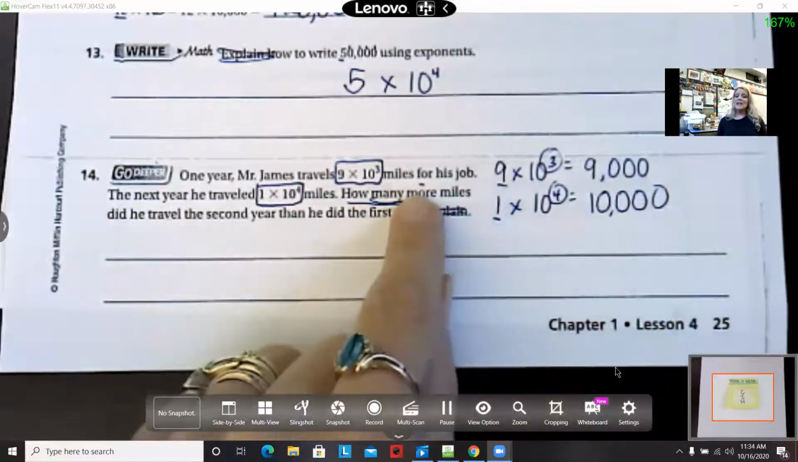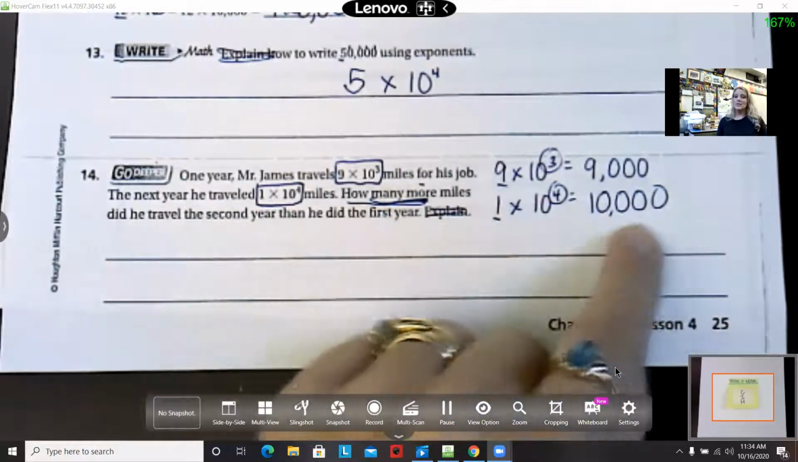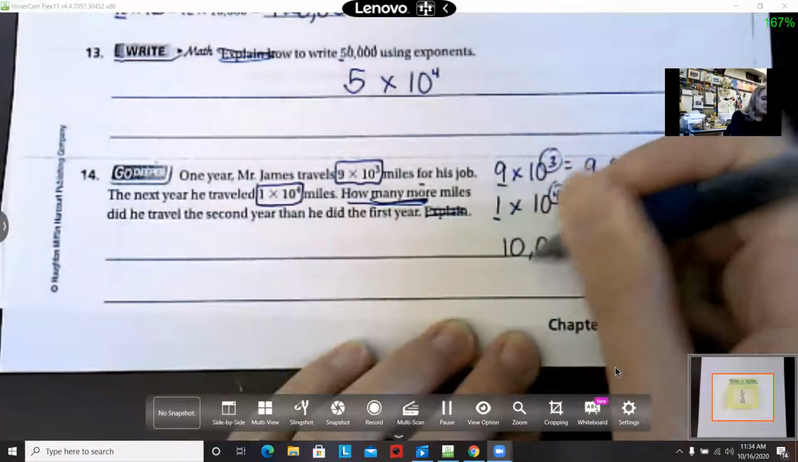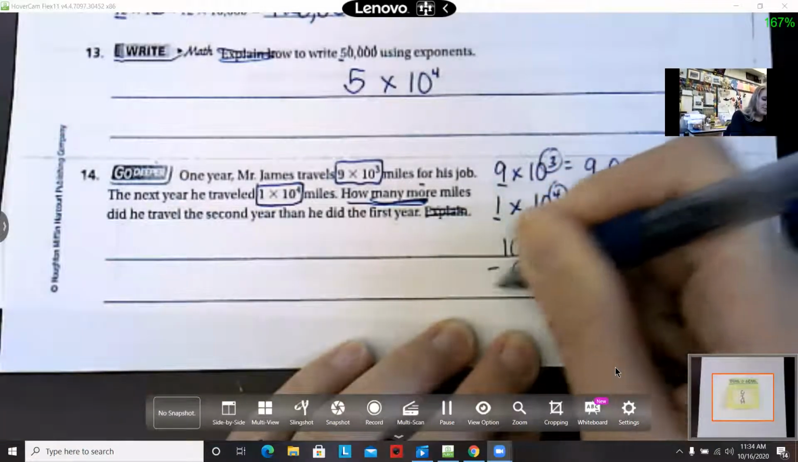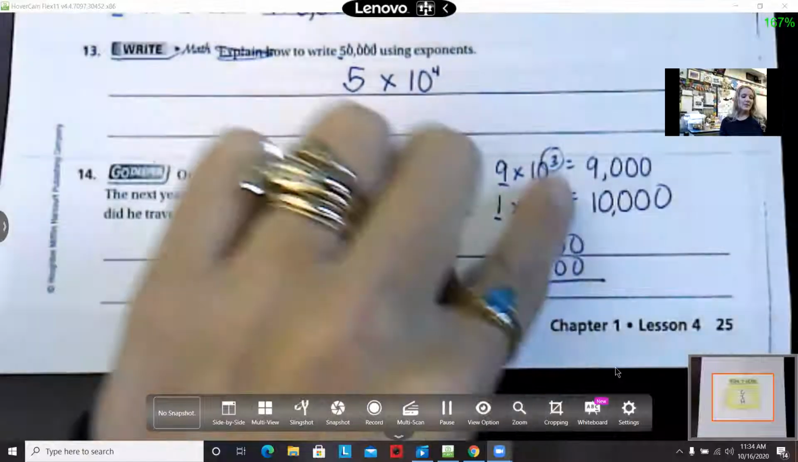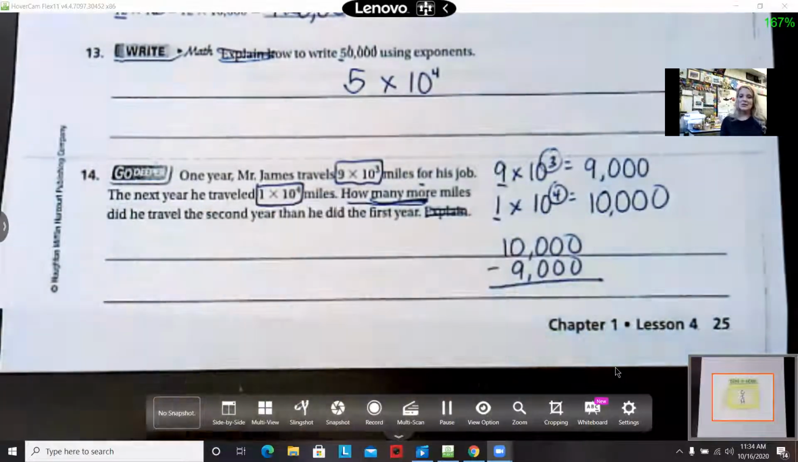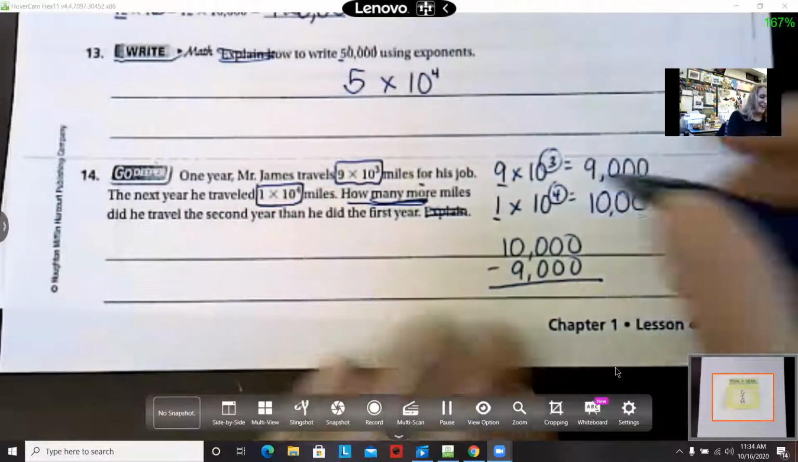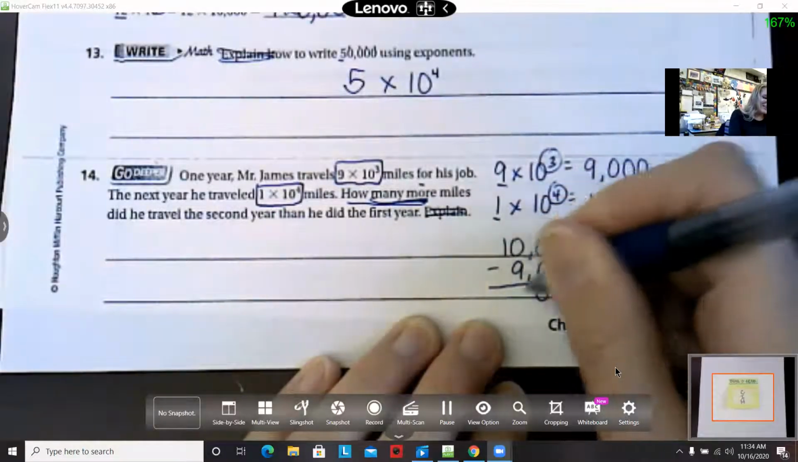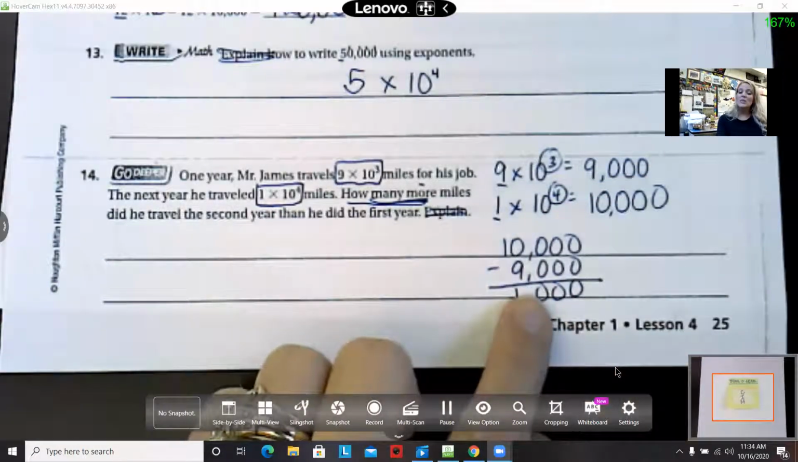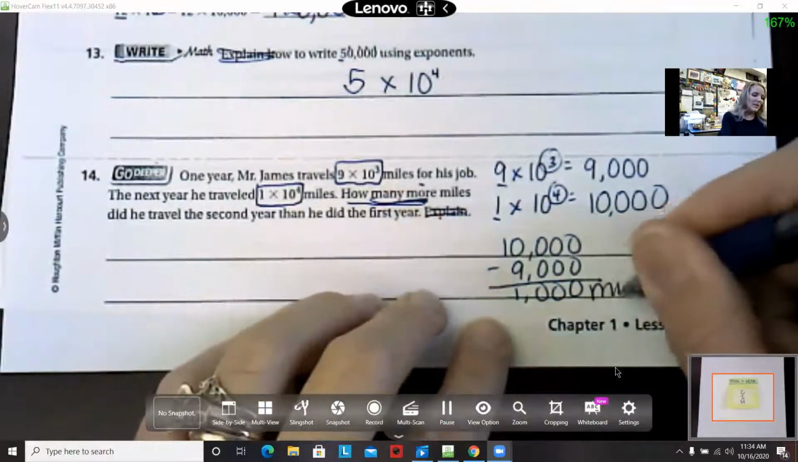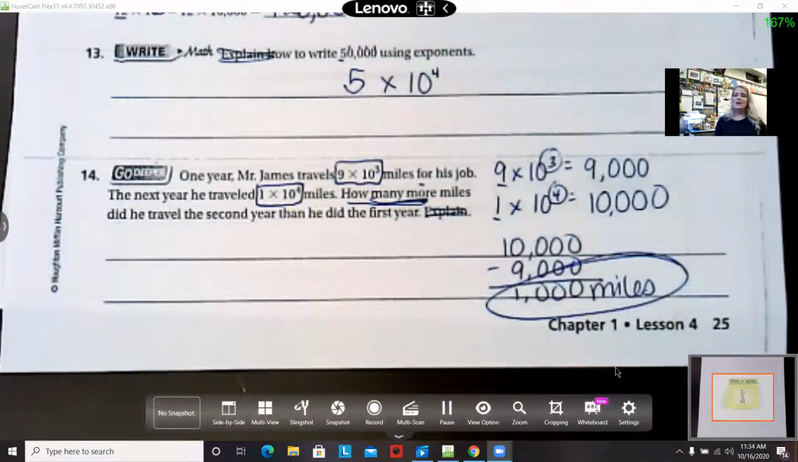So the question says, how many more miles does he travel this year than this year? So this is a subtraction problem. Line up those commas so your ones go together, your tens, your hundreds, and your thousands. And 10,000 minus 9,000, I think you could do that one in your head, right? And 10 minus 9 is 1. So he traveled 1,000 more miles. So we need that label miles that second year than he did his first year.